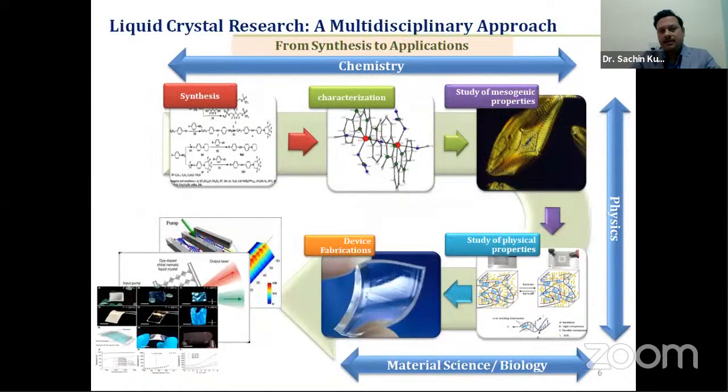Now, you can see that all the advanced fields of science are now totally multidisciplinary, involving chemistry, that is synthesis, characterization, and study of properties, and physics, since the study of properties is actually a hybrid of chemistry and physics, and then molecular engineers and biologists are involved for the device fabrication. So it is a multidisciplinary approach, and this is our part, that is the chemistry: to pick a particular core, go further to the liquid crystal phases, and then analyze it and provide it to the scientific community to serve humankind.